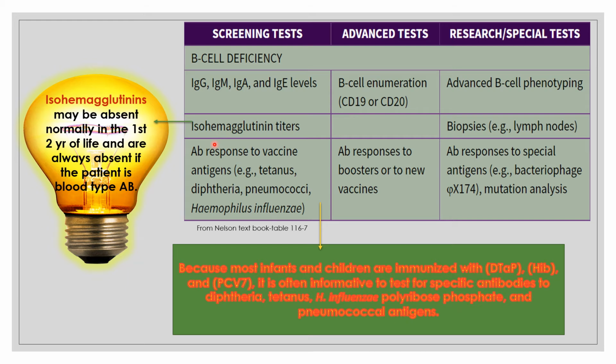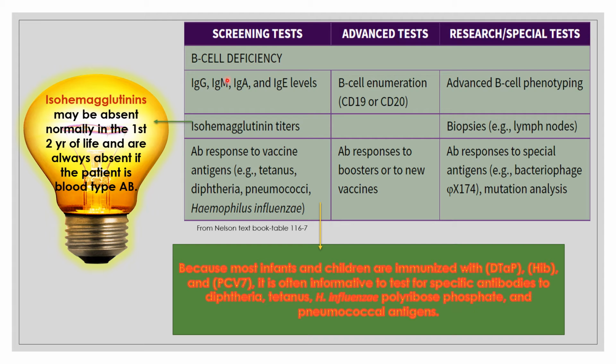There is an information for this. Isohemagglutinins may be absent normally in the first 2 years of life and are always absent if the patient is blood type AB. Okay, if it comes positive, we will do biopsies, like biopsy the lymph node.